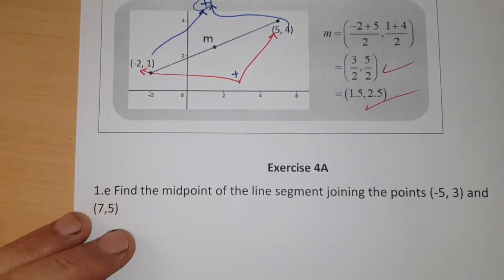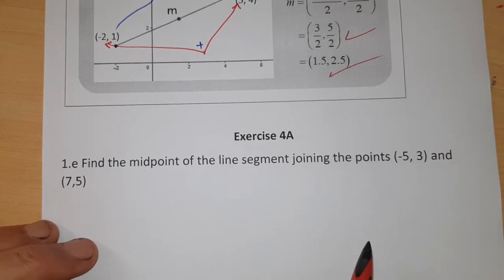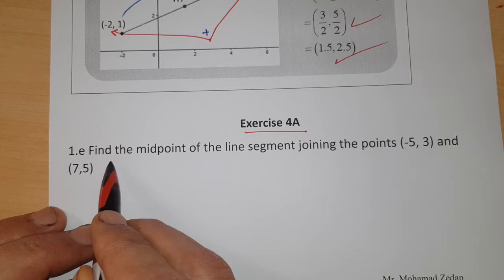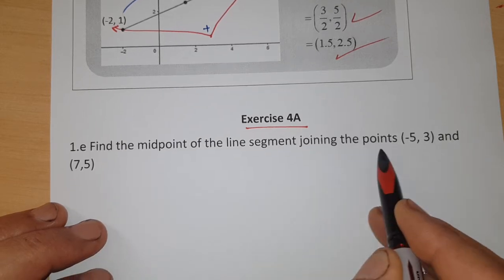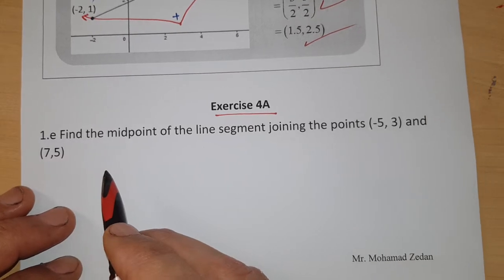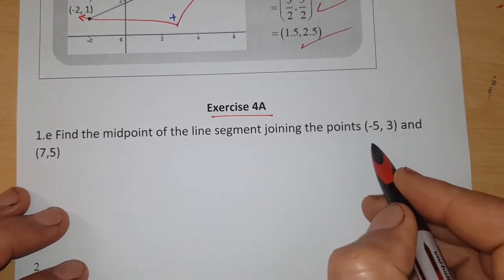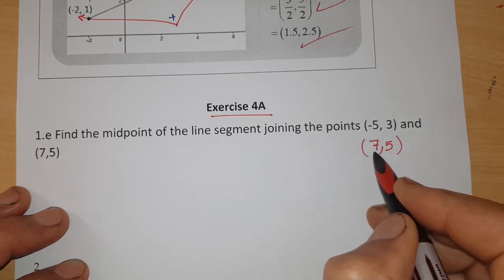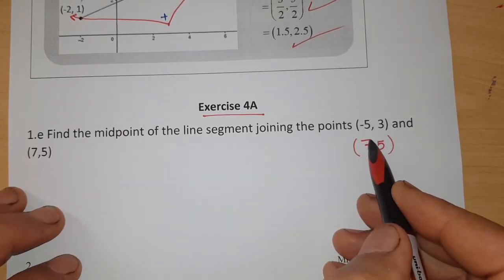It's okay. I have some questions now. I bring it directly from exercise 4a in our book. Find the midpoint of a line segment joining the points negative 5, 3 and 7, 5. Just write the points vertically, it will help you so much here, like this. Write the point 7, 5 under the first point.